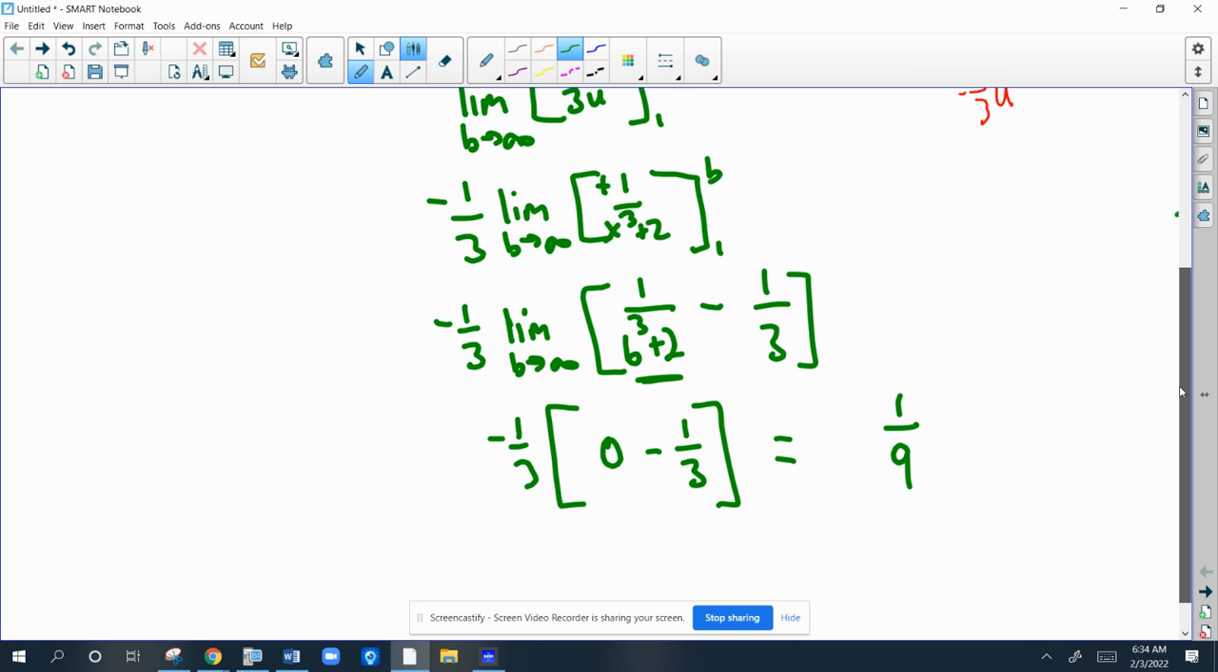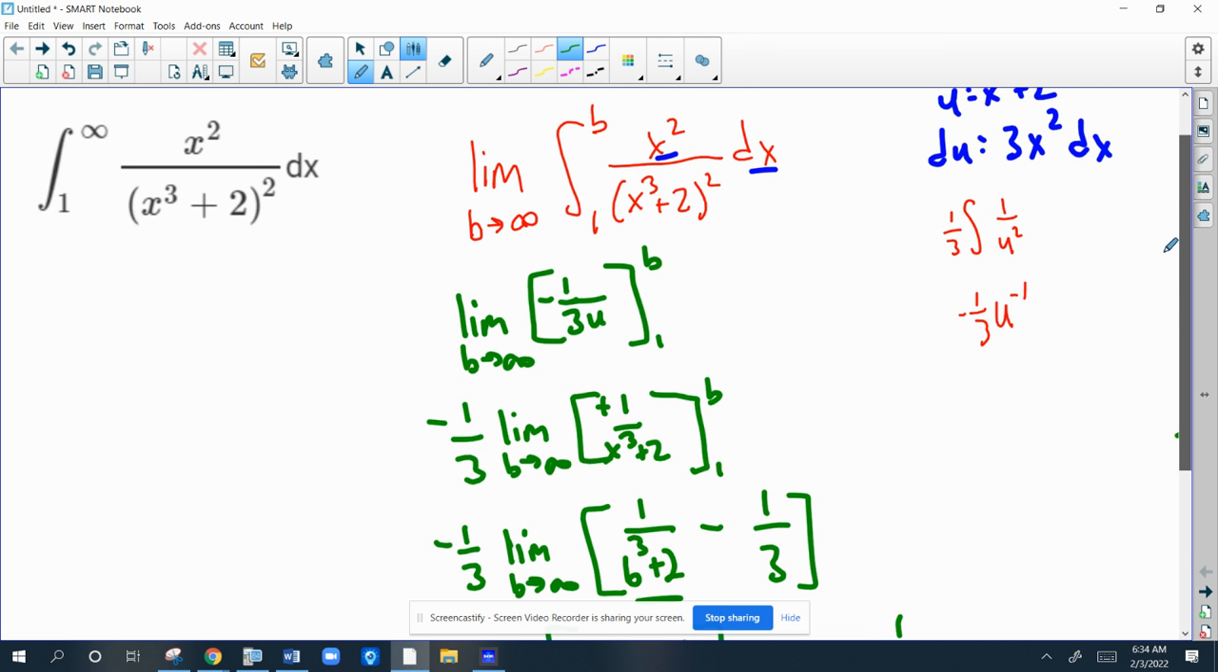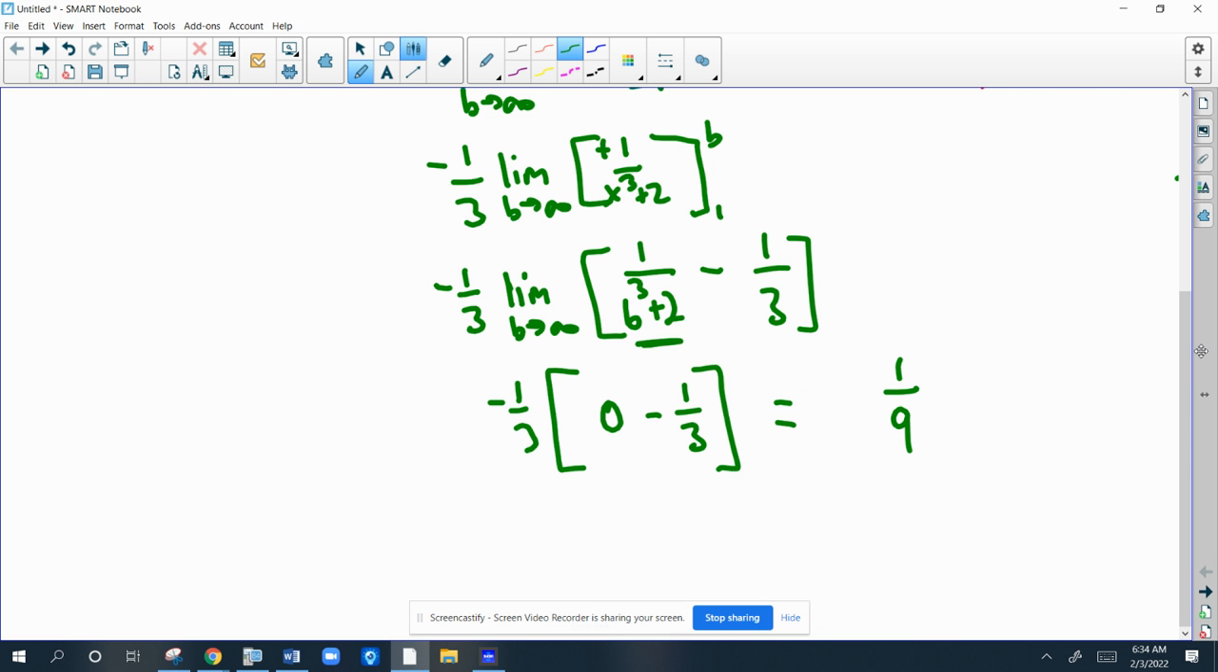Now you can check this on your calculator. The way I do it is I'll graph this. I'll zoom out a lot and I'll just integrate from 1 to however far I can get up here, and it should come close to 1/9. There you go.